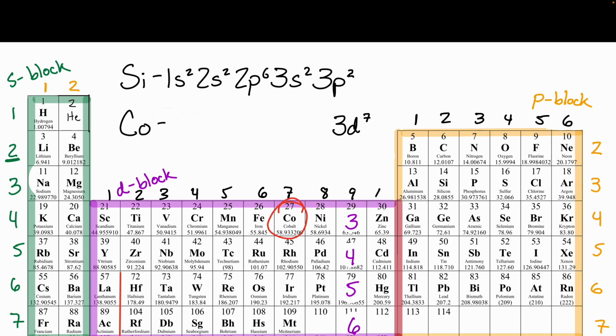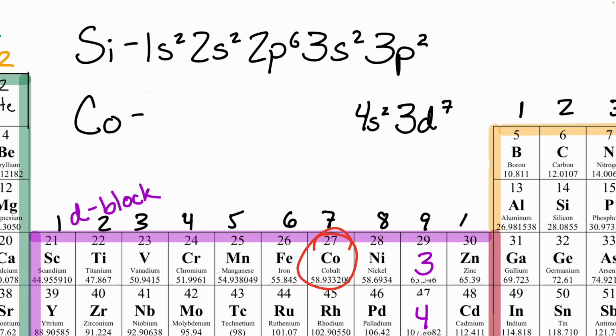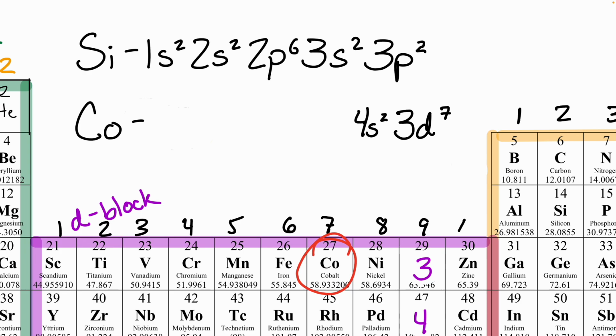And then I got to include what comes before it. What comes before the 3d? 4s. So notice that it is not in numerical order here. Before 4s, 3p, 3s, 2p, 2p6, 2s2, and 1s2.